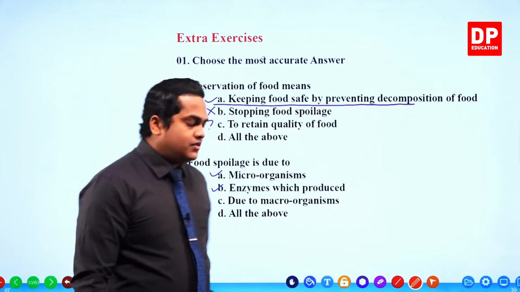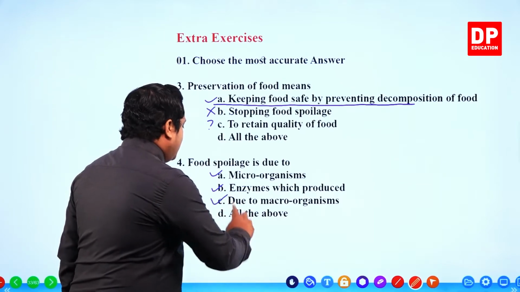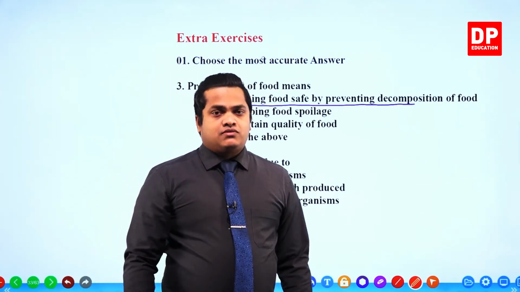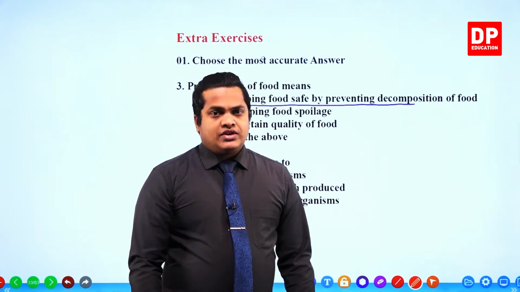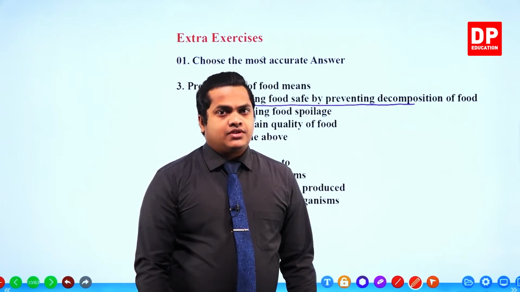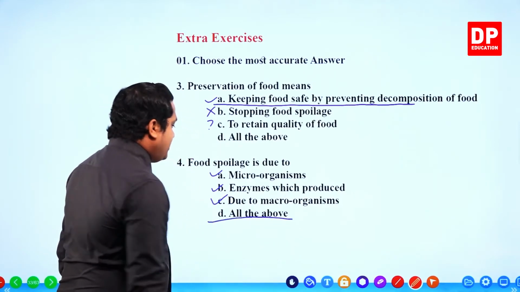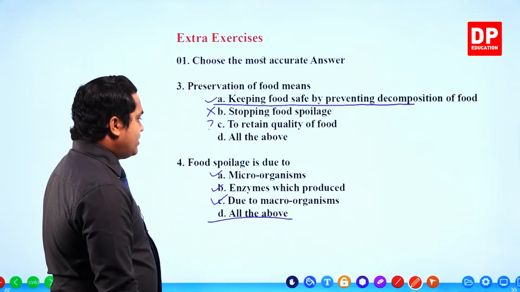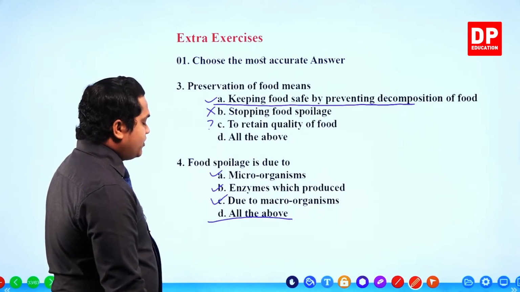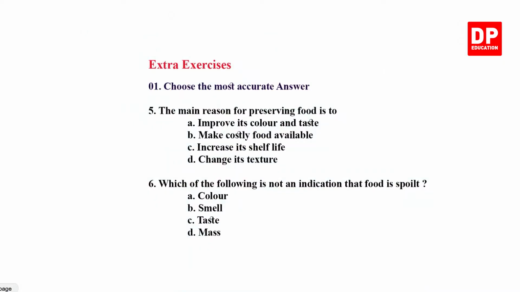Next one, due to macroorganisms. That is also correct. Macroorganisms like weevils, houseflies, right? Those organisms are also helpful in food spoilage. So therefore, this is also correct, my dear children. So all of these things are correct. Therefore, all the above should be our answer. Food spoilage is due to microorganisms, enzymes, and also because of macroorganisms.